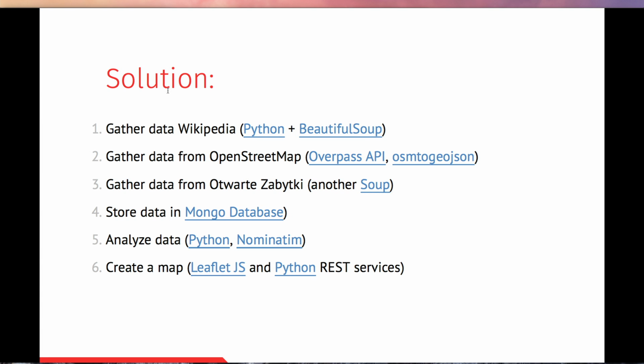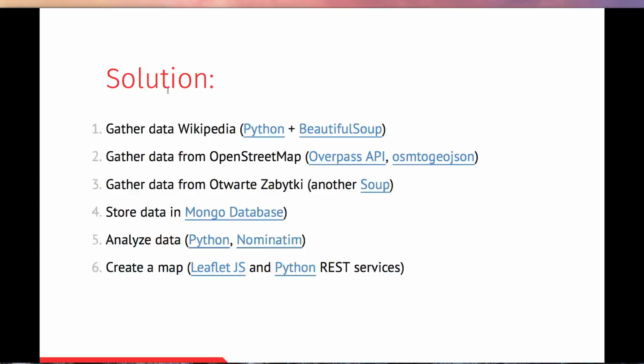I analyzed the data using both Python and Nominatim from OpenStreetMap to geocode the addresses that I found on the Wikipedia page to some points on the Earth. And finally I created the map using LeafletJS, giving the data using a Python Flask REST service.